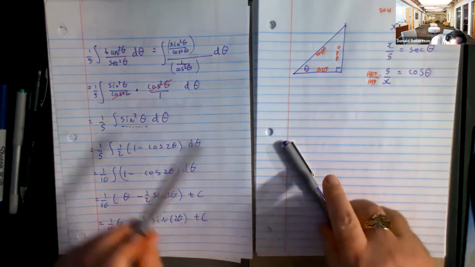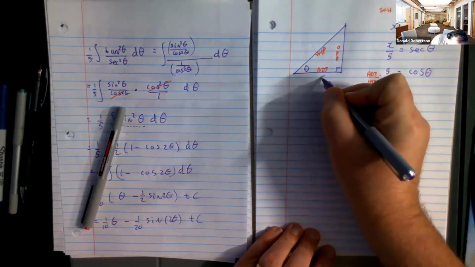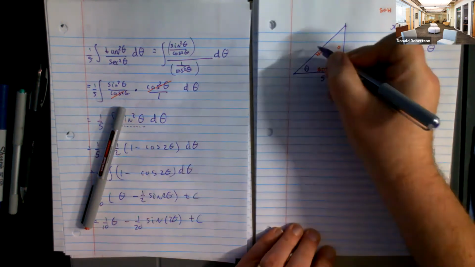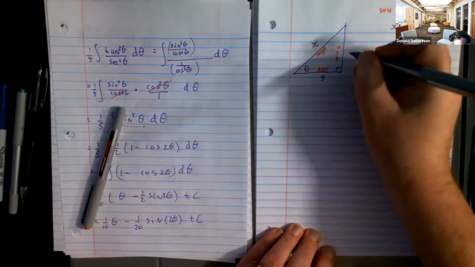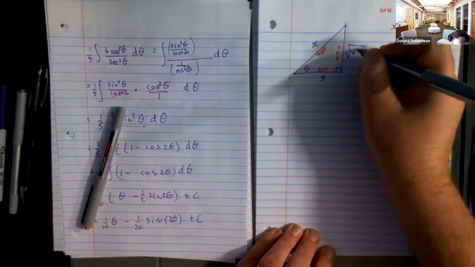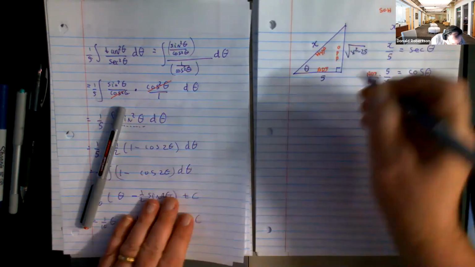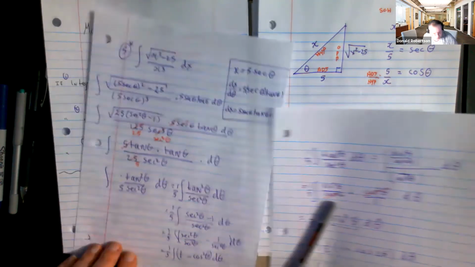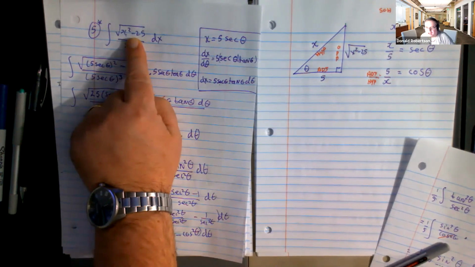And so the adjacent is going to be 5. The hypotenuse is going to be x. And Pythagoras tells us x squared take away 25. And we better have, and we do, the same guy.